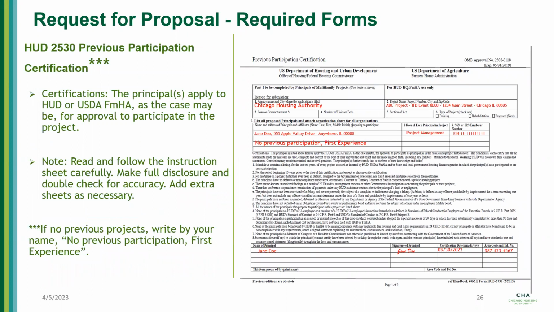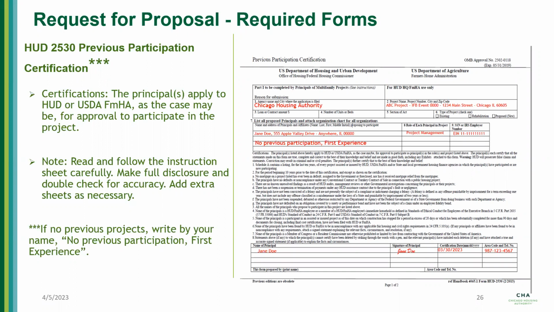Another required form is the HUD 2530, which is the previous participation certification. The principal or the vendors apply to HUD or USDA, FMHA, as the case may be, for approval to participate in the projects.